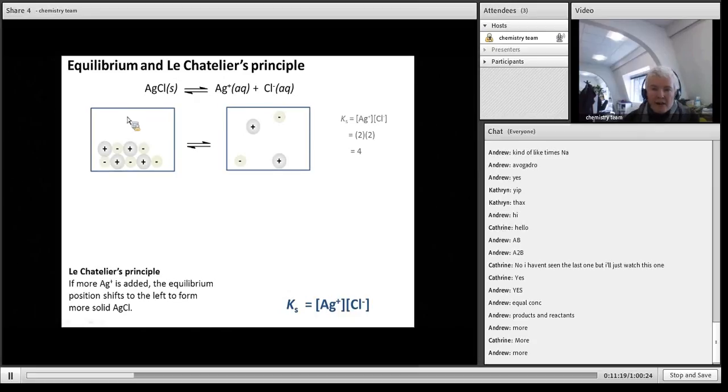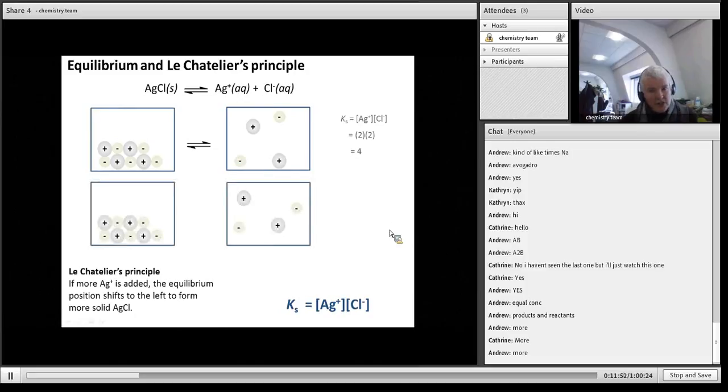And I've made a Ks value where I've said if this is 1 liter and each of these stands for a mole, I've got 2 moles of silver ions and 2 moles of chloride ions. So 2 times 2, so my equilibrium constant would be 4 in this hypothetical example. In real life, it's something like 1.5 times 10 to the minus 9 or something. I don't know it off by heart. But it's in equilibrium.